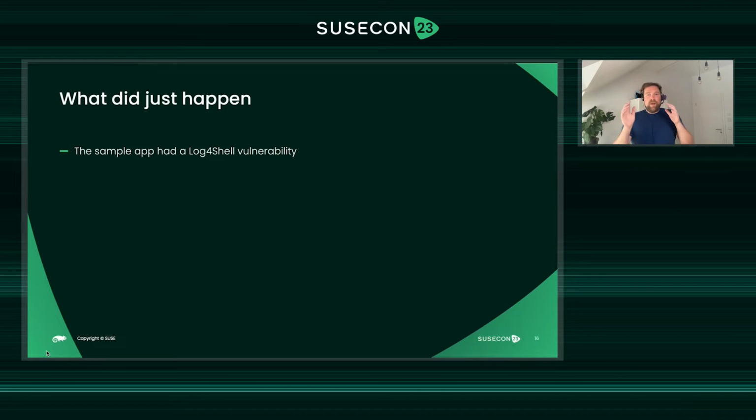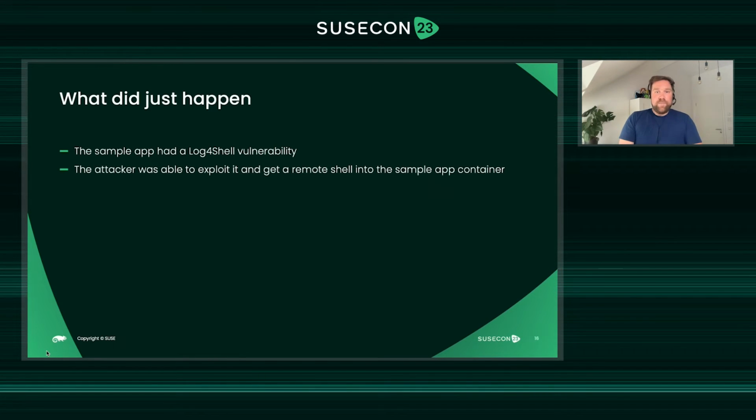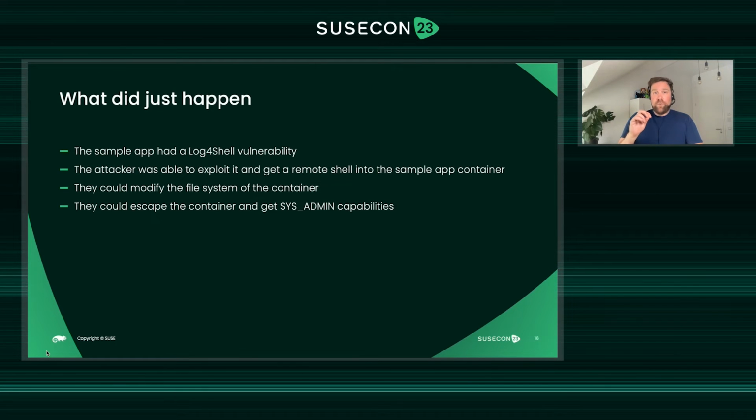So there we had a sample app that had a Shellshock security vulnerability. Through this vulnerability, we were able, as an attacker, to exploit it and get a remote shell into the sample app container. The sample app container was not running privileged, but we could modify the file system of the container, so we could install additional stuff, download binaries, create scripts, and so on. And through a kernel bug, we could also escape the container and get sysadmin capabilities. And also get then a remote shell as root directly on the host of the Kubernetes cluster.